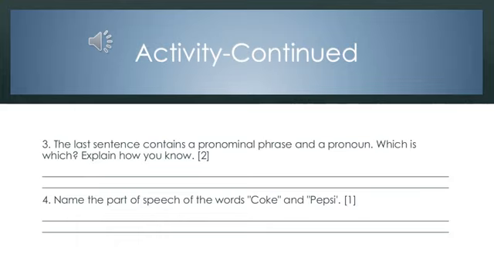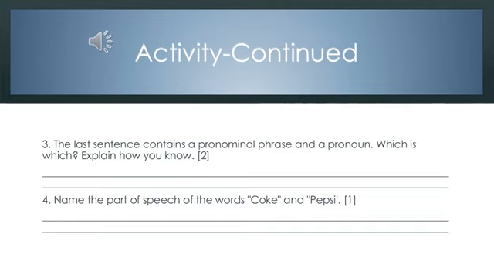Okay, so here's the continuation of what we started with. 3. The last sentence contains a pronominal phrase and a pronoun. Which is which? Explain how you know. Now you need to look at the last sentence. What you need to remember is that pronominal phrases are always more than one word. So that's how you would know that it's a phrase. And a pronoun is usually just one word that stands in place of the noun's name. I hope that helps you guys a little bit.